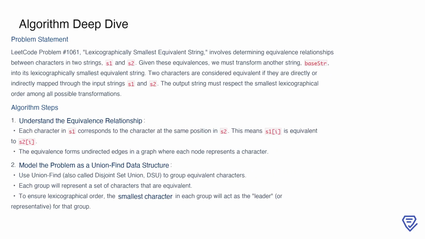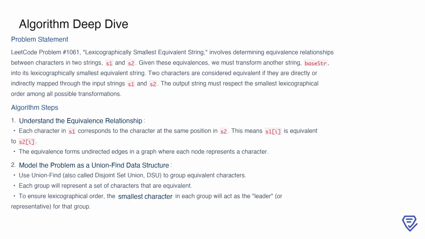In this problem, we're tasked with finding the lexicographically smallest equivalent string given two input strings, S1 and S2, which define equivalence relationships between characters. These relationships mean that if a character in S1 corresponds to a character in S2, they are considered equivalent, and this equivalence can extend transitively. Using this equivalence, we need to transform another string, base str, so that it adheres to the smallest lexicographical order among all possible transformations.